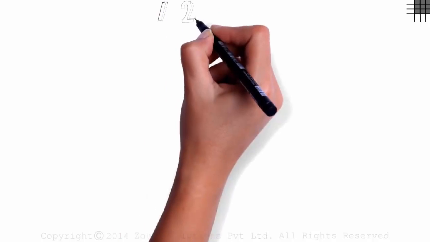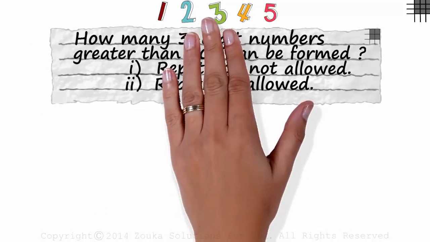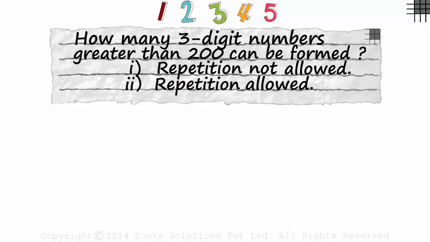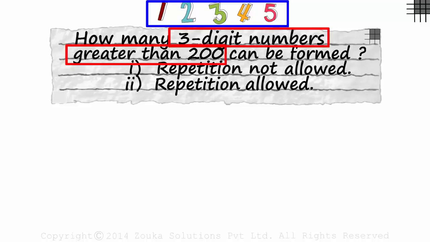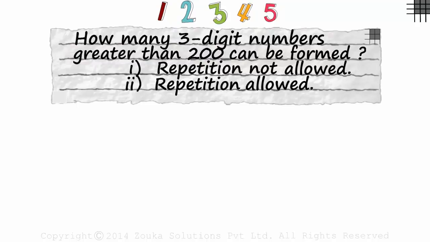Just like what we have seen in the previous sessions, we play with these 5 digits. And here's our question. Take a moment and read it well. Using these 5 digits, how many 3-digit numbers greater than 200 can be formed? Let's read it again. 3-digit numbers greater than 200. And again we have 2 cases, when repetition is not allowed and when it's allowed.